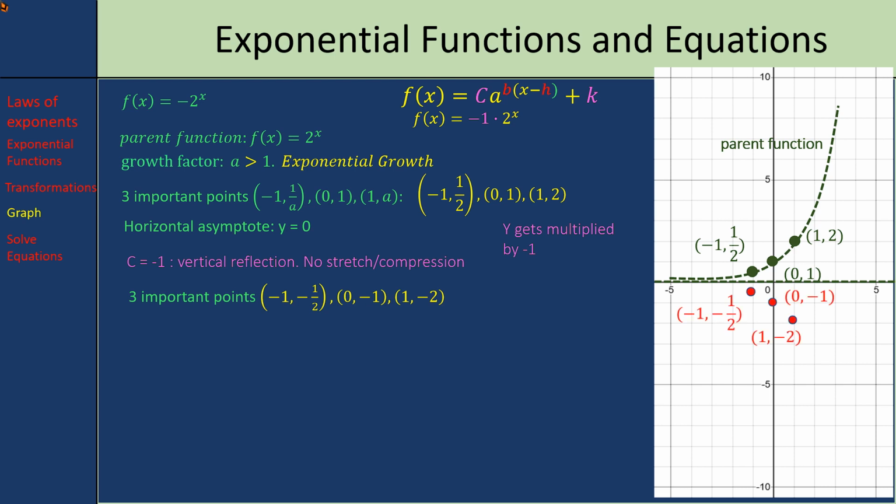So there they are. I have those three points, and I can see now the shape of my graph. My horizontal asymptote has not changed because I have not shifted the graph up or down at all. So the horizontal asymptote stays the same. And there's my graph based on those three points. Domain is still all real numbers, and range is y less than 0 because it goes down.